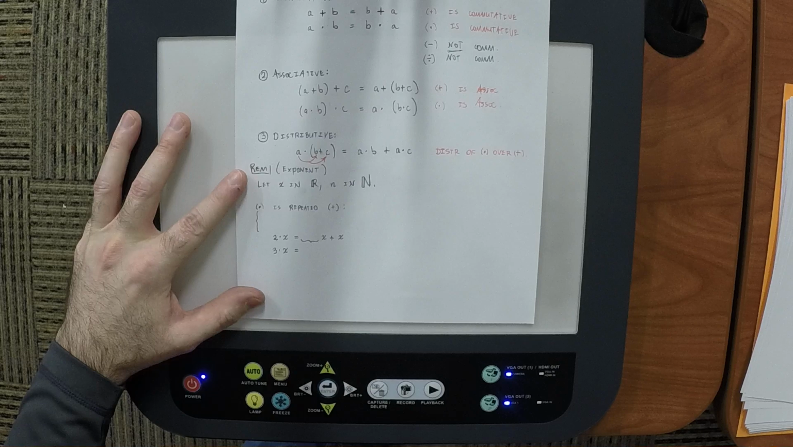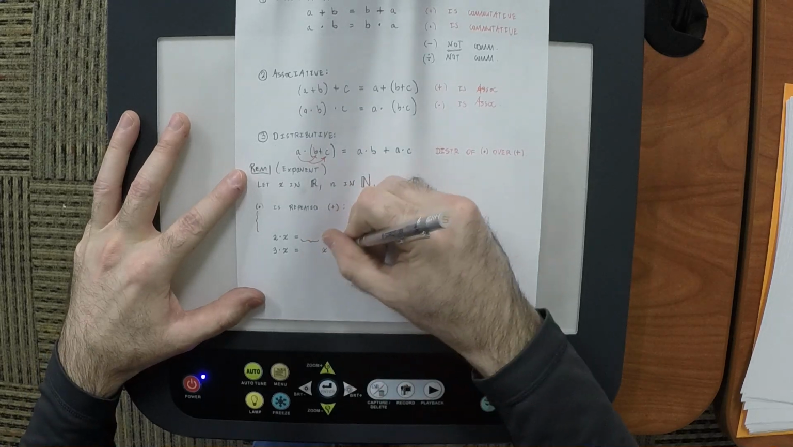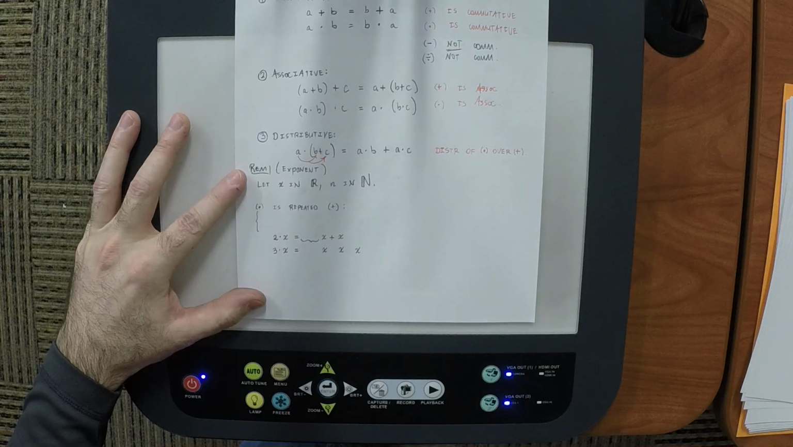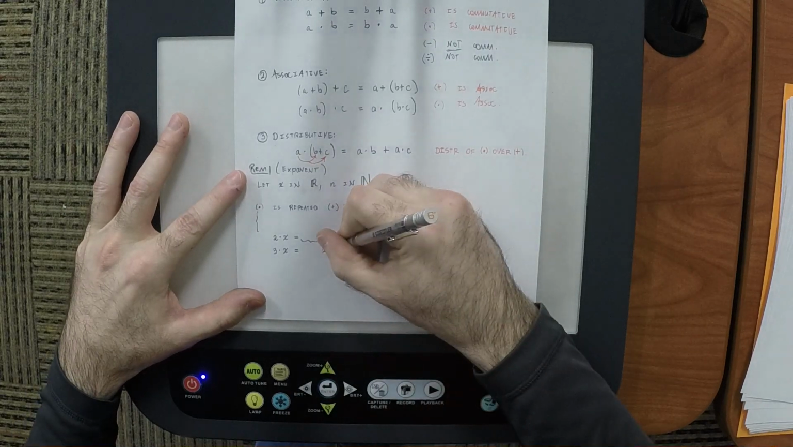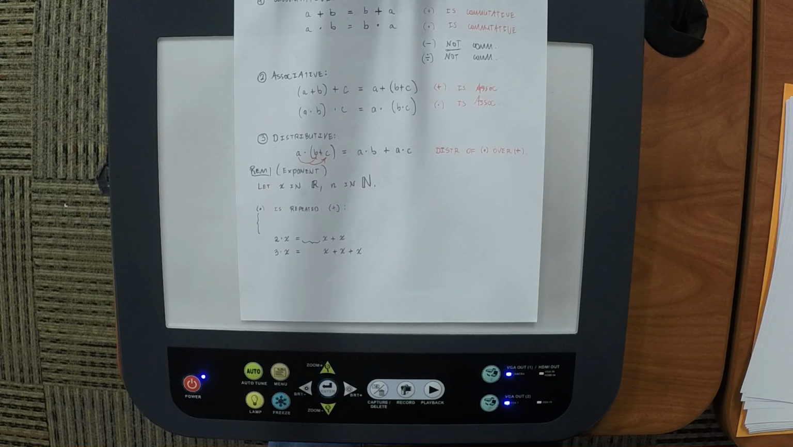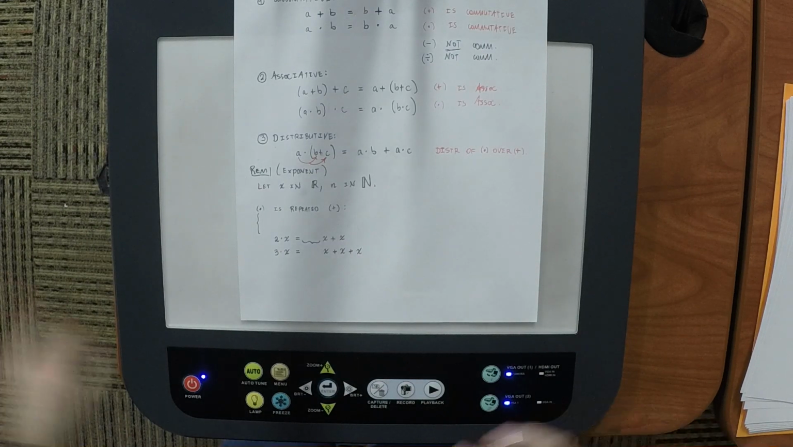X plus x plus x. Yeah. So now let's make 3 copies of x, and then you add them. Okay. And then I could do 4, but I won't. I think you can see what would happen.